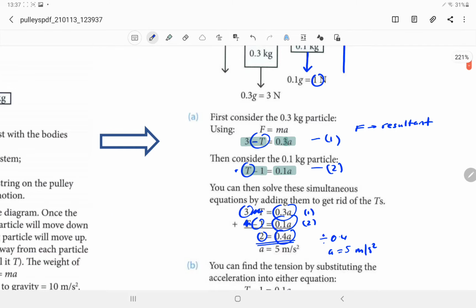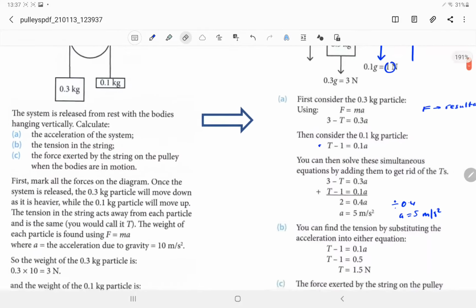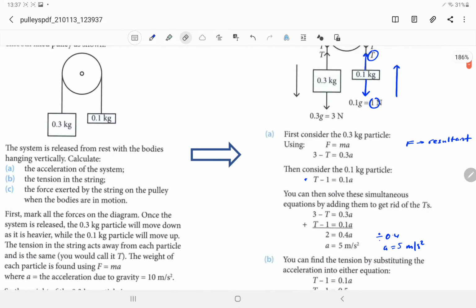So what is it that we've just worked out? That's acceleration. Look at the question. We're looking for the acceleration of the system, which means the acceleration of this and the acceleration of this. They're both the same because they're connected. So we have the acceleration of both particles.